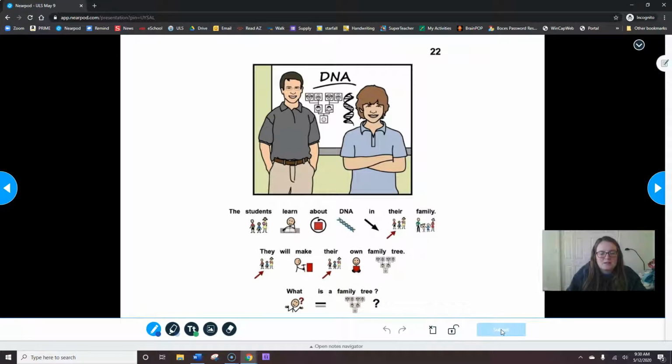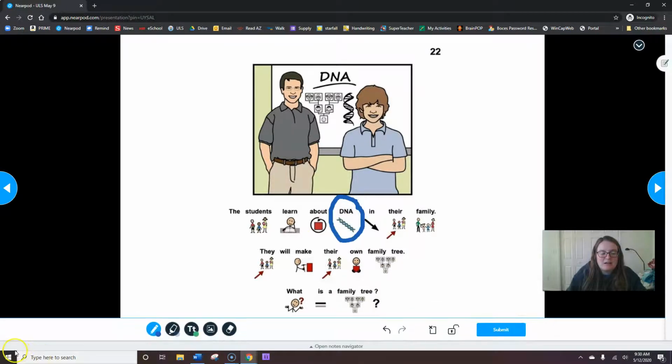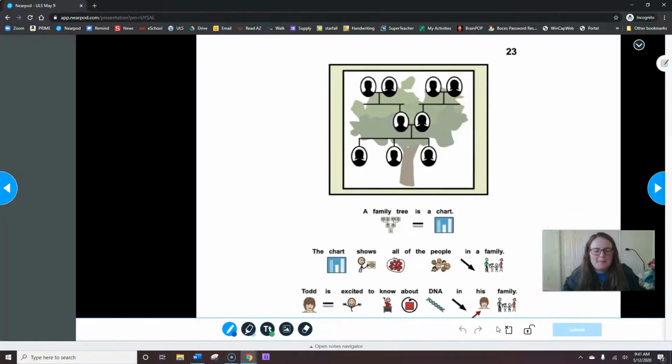The students learn about DNA in their family. They will make their own family tree. What is a family tree? So what are the students learning about? They're learning about DNA. It says the students learn about DNA. So we need to circle DNA. When you're done circling DNA, hit submit.